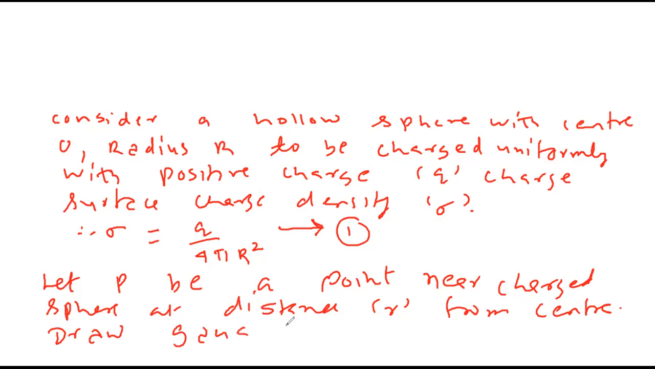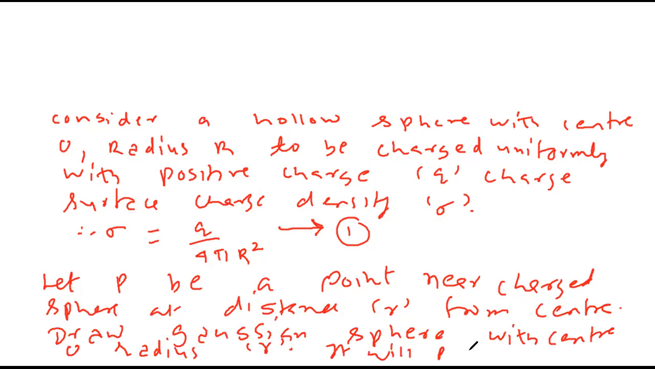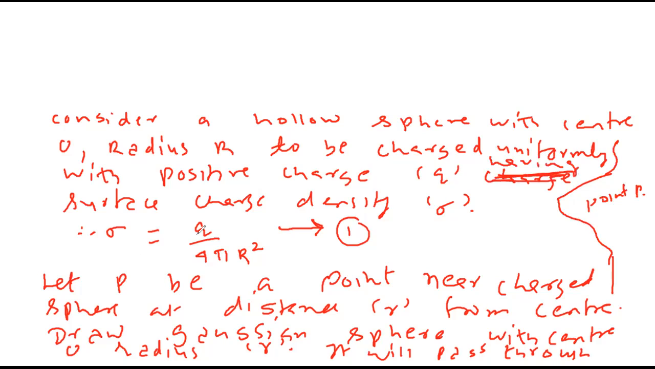Draw a Gaussian sphere. Gaussian sphere means an imaginary sphere with center O, radius small r. It will pass through point P, correct? Write this then. Consider a hollow sphere with center O, radius capital R, charged uniformly with positive charge Q, having surface charge density sigma. So sigma is Q upon area 4 pi R square. P is a point near the charged sphere at distance small r from center O. Gaussian sphere with center O, radius small r will pass through point P.